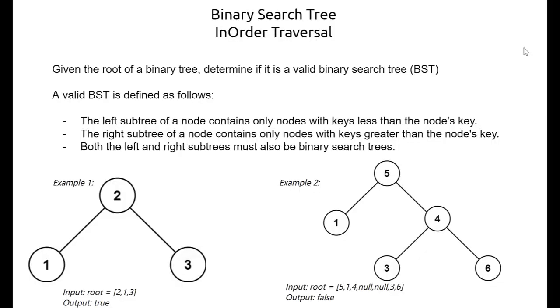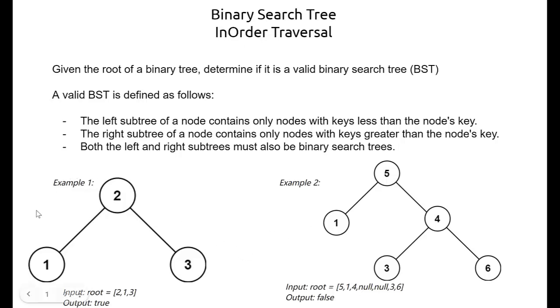Now into the serious but boring part of the video, the problem description. Given the root of a binary tree, determine if it is a valid binary search tree. A valid binary search tree is defined as follows. The left subtree of a node contains only nodes with key values less than the main node's key value. The right subtree of a node contains only nodes with keys greater than the node's key value. And both the left and right subtrees must also be binary search trees.